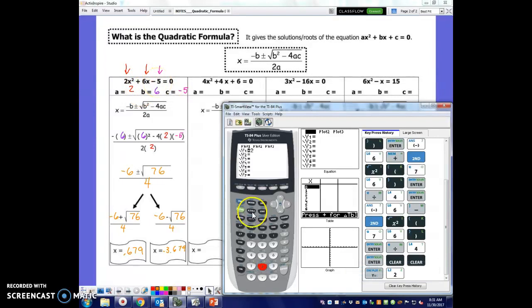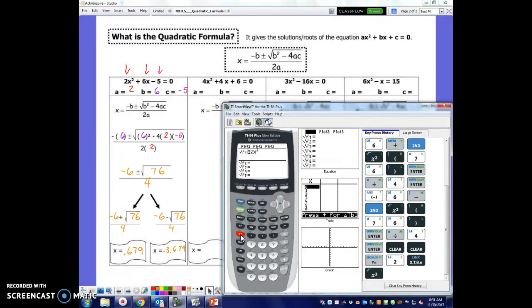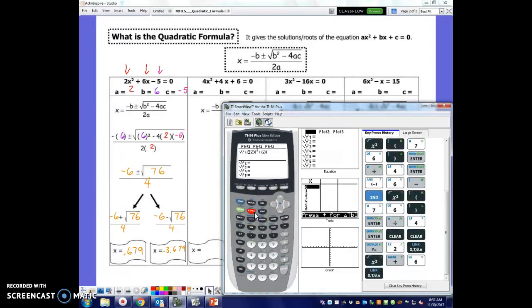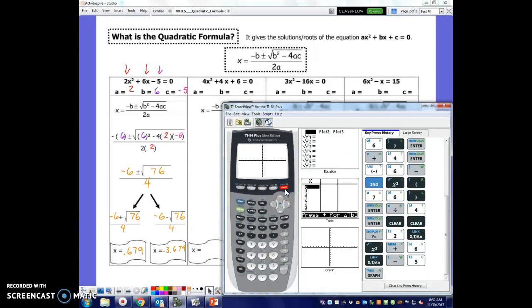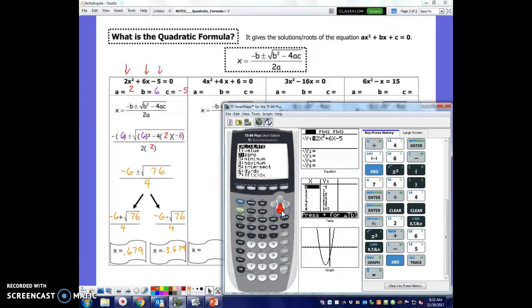So 2x squared plus 6x minus 5. Then hit graph. Now the zeros or solutions or whatever, they are the x-intercepts. So it's where the line crosses through the x-axis. Okay? Here's how you can find the exact coordinates in your calculator. Second, calc. Okay, and we want to find the zeros, right? So you go to 2, hit enter.